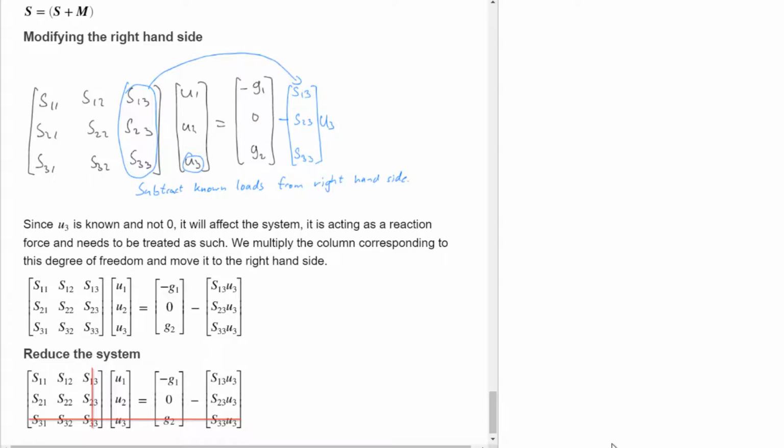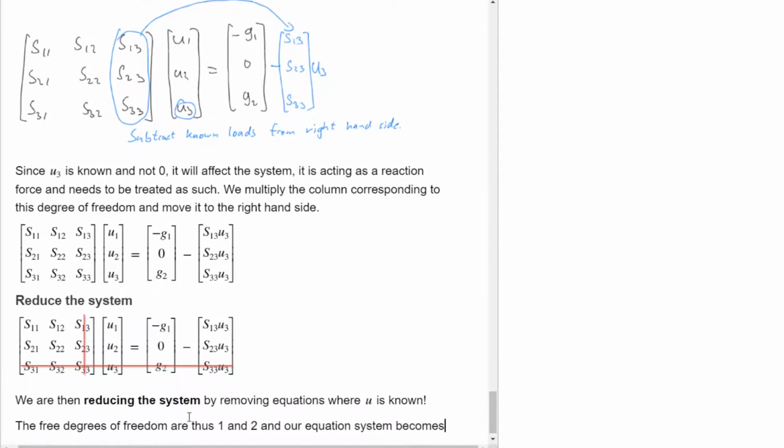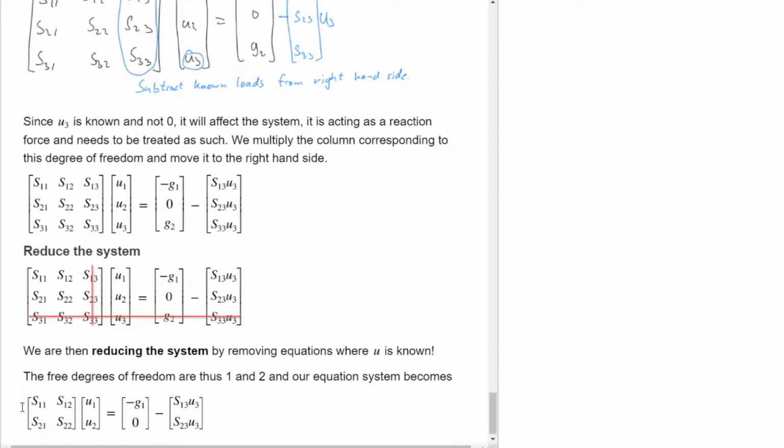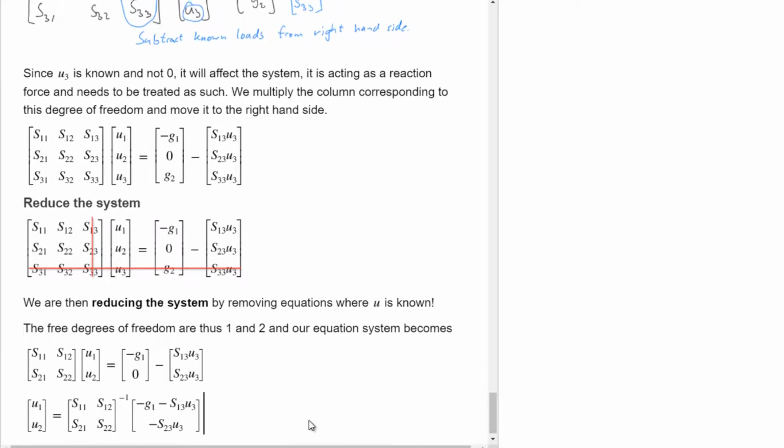The system is going to be overdefined, and we're going to end up with this error message with the system being ill-conditioned. So we are reducing the system by removing equations where U is known. The 3 degrees of freedom are thus 1 and 2. And our equation system becomes finally this here. So we have 2 unknowns and we have 2 equations, and we can solve this problem. And the solution might look something like this, the final operation.